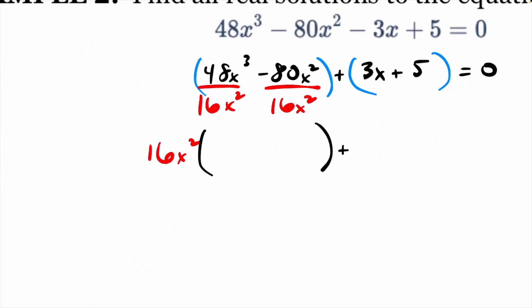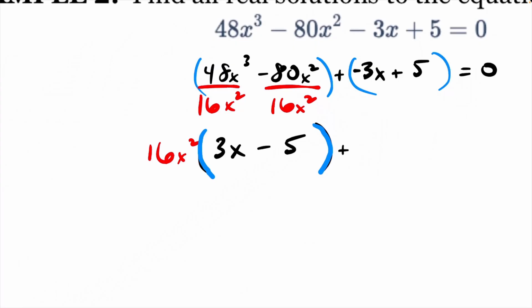Okay. So that becomes 3x, because 16 goes into 48 3 times. If I take away 2 powers, I got 1 power of x. 16 goes into 80 negative 5 times. If I take away 2 powers, I have none. Oops, I forgot about the negative up here. That should be a negative.